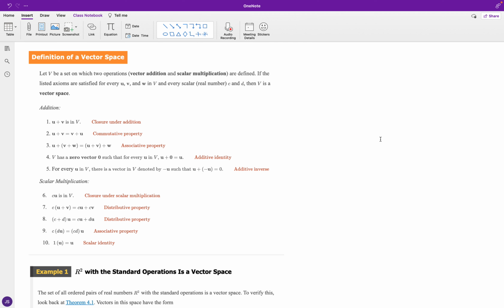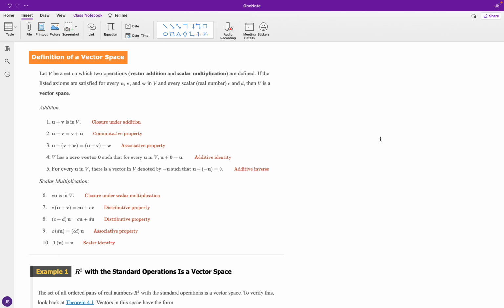And with the additive identity, V has a zero vector 0 such that for every u in V, u plus 0 is equal to u. And for the additive inverse, for every u in V, there is a vector in V denoted by negative u such that u plus negative u is equal to 0.